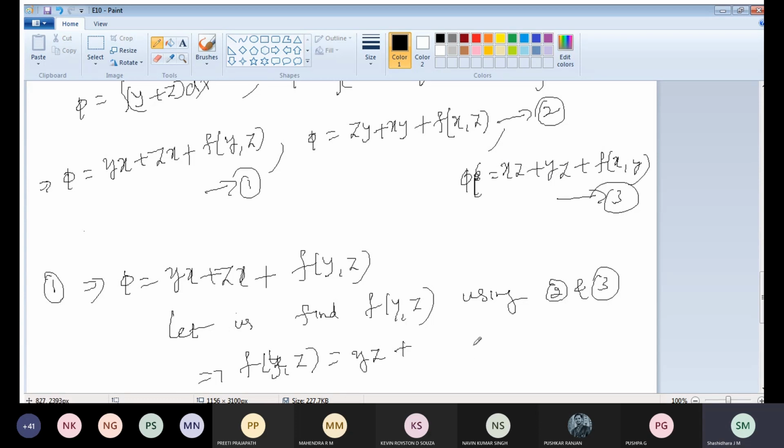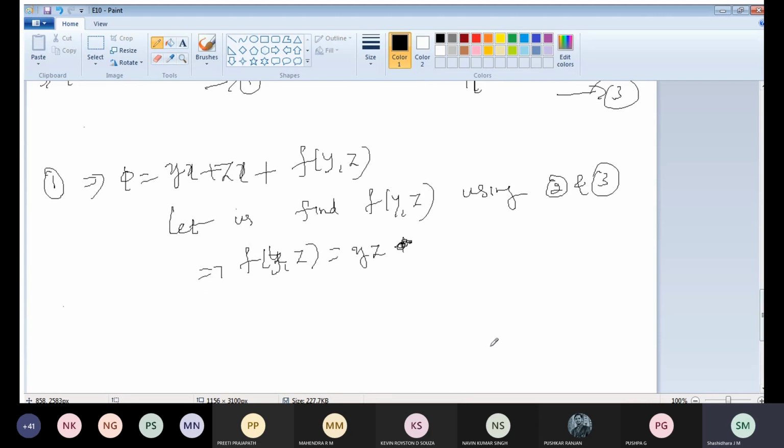So if the terms are repeated, then you can write them only once. That you have to substitute in the first equation. Therefore phi equal to yx plus zx plus yz is the required solution, or xy plus yz plus zx.